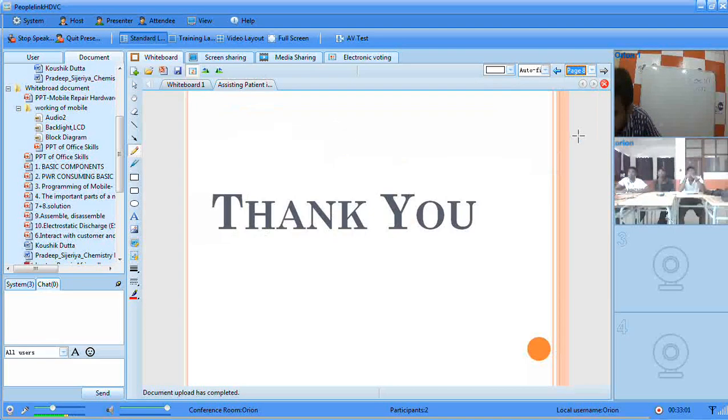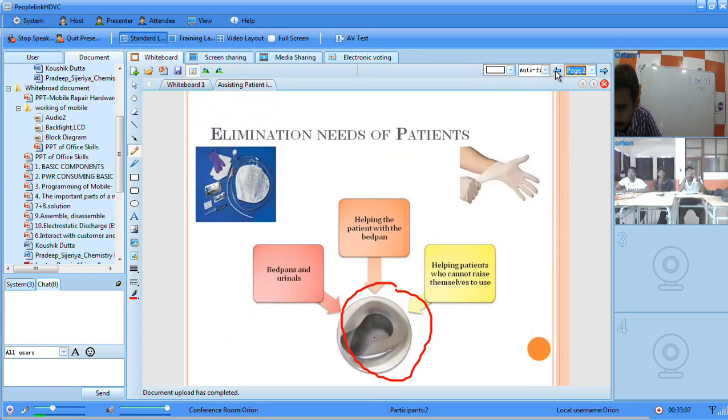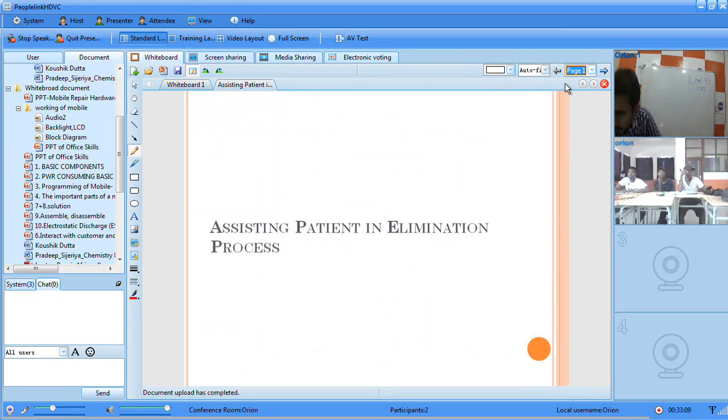So, this is the end of this chapter, assisting the elimination process. If you have any doubt or queries regarding the same, or need any clarification, let me know so I can help you out.